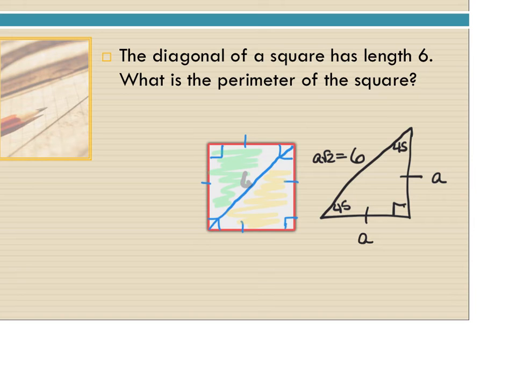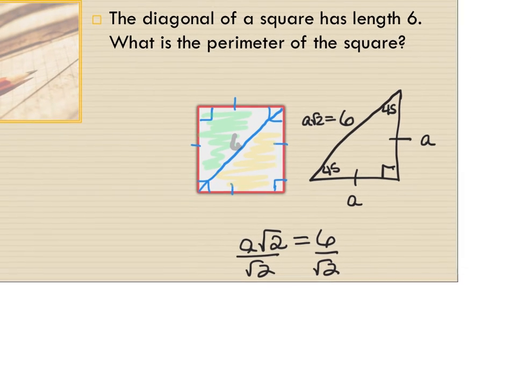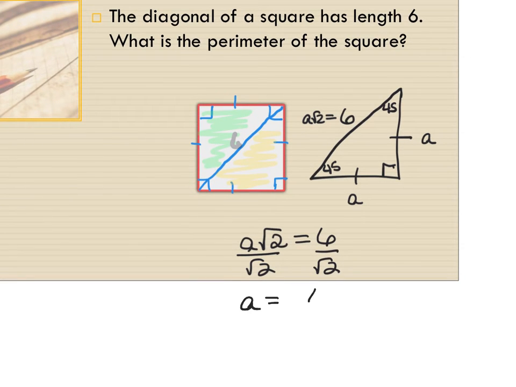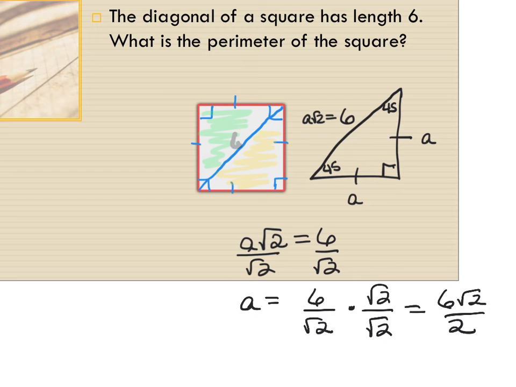I need to solve this equation to figure out what A is. So A square root 2 equals 6. Divide by the square root of 2. And A is equal to 6 over the square root of 2. I need to rationalize. 6 square root 2 over 2 simplifies to 3 square root 2. So that's what A equals.